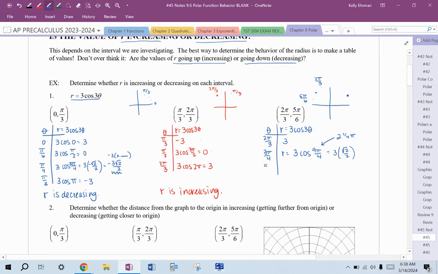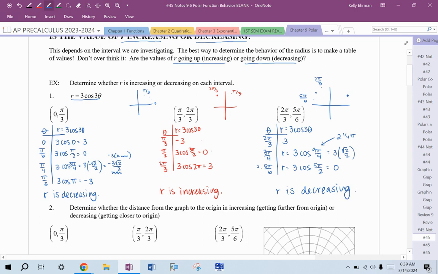And then let's see about 5 pi over 6. Again, you're multiplying it by 3. So 3 times 5 pi over 6 is 5 pi over 2. It doesn't really matter where 5 pi over 2 lands. It's either the top or the bottom of the circle, and in both of those positions, r is equal to 0. So 3 decreased to 3 radical 2 over 2, decreased to 0. So r is decreasing.